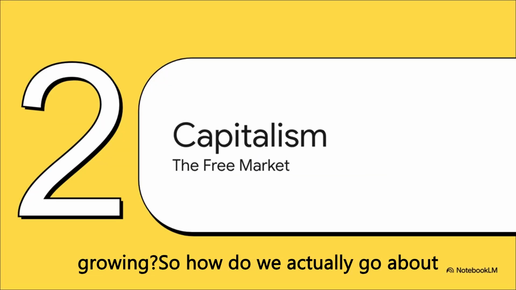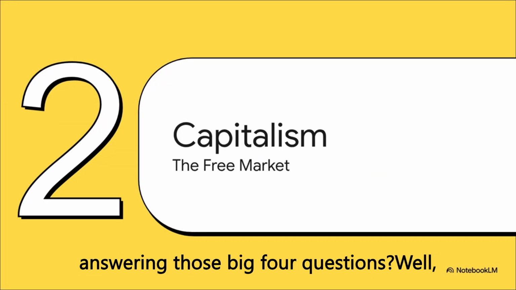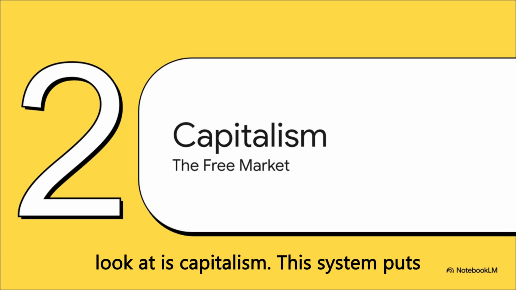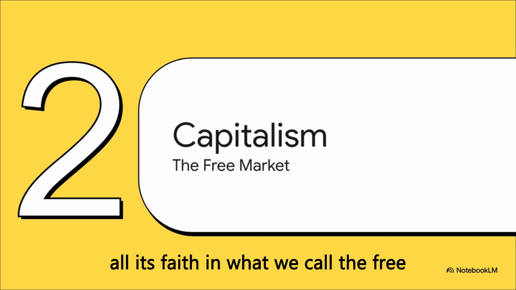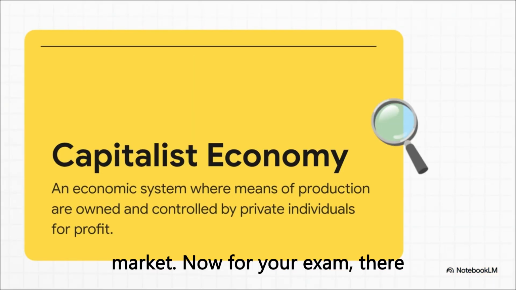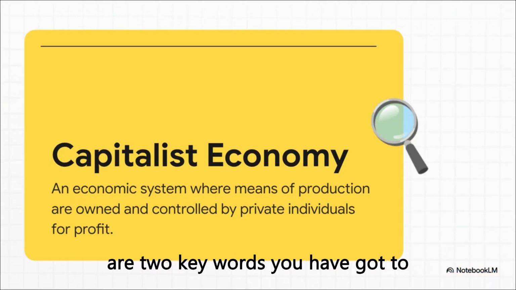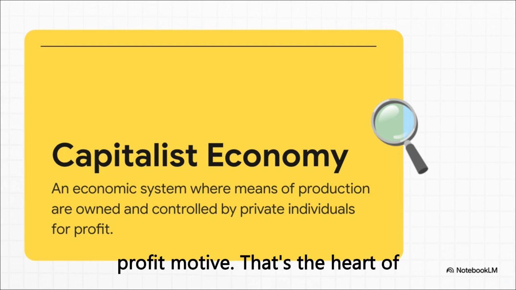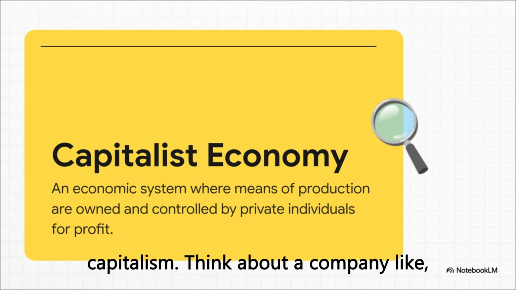So how do we actually go about answering those big four questions? Well, the first major approach we're going to look at is capitalism. This system puts all its faith in what we call the free market. Now, for your exam, there are two key words you have got to remember here: private ownership and profit motive. That's the heart of capitalism.